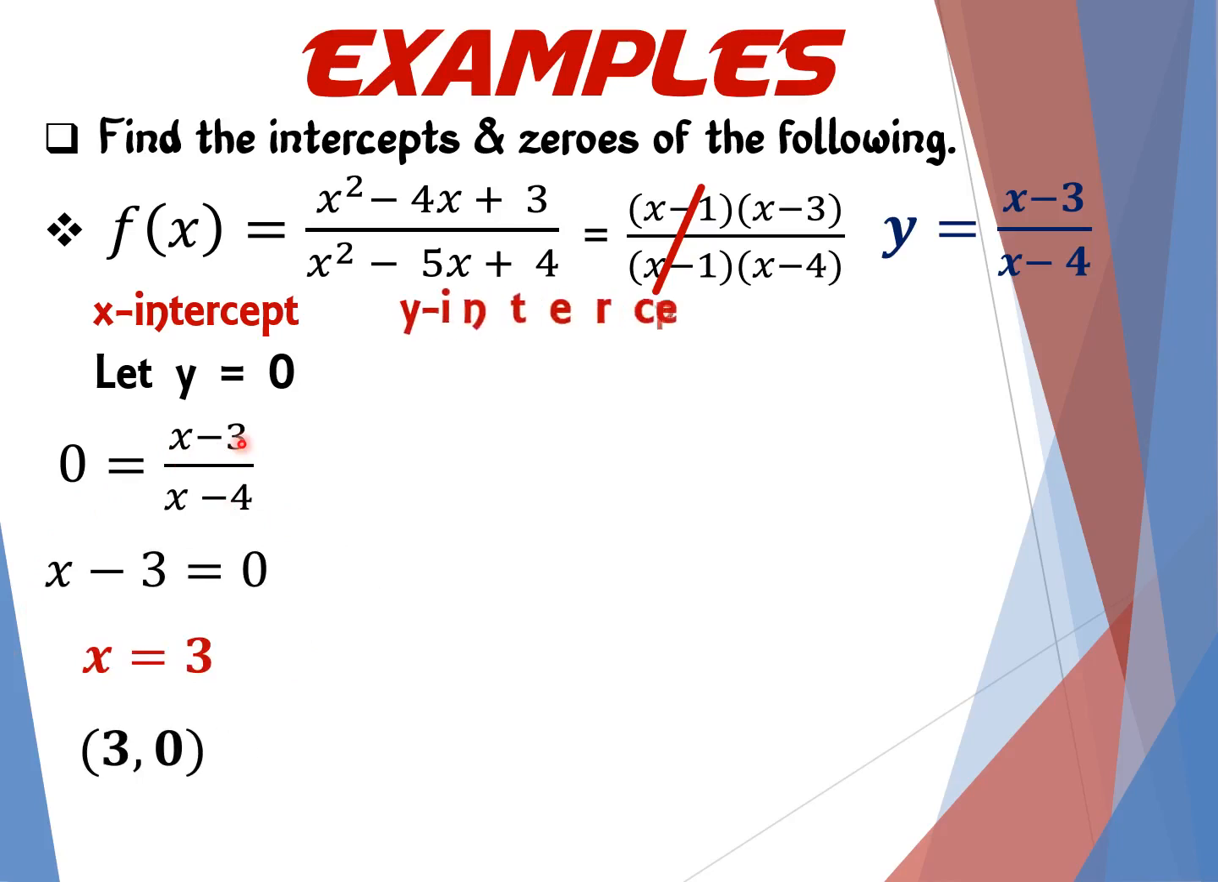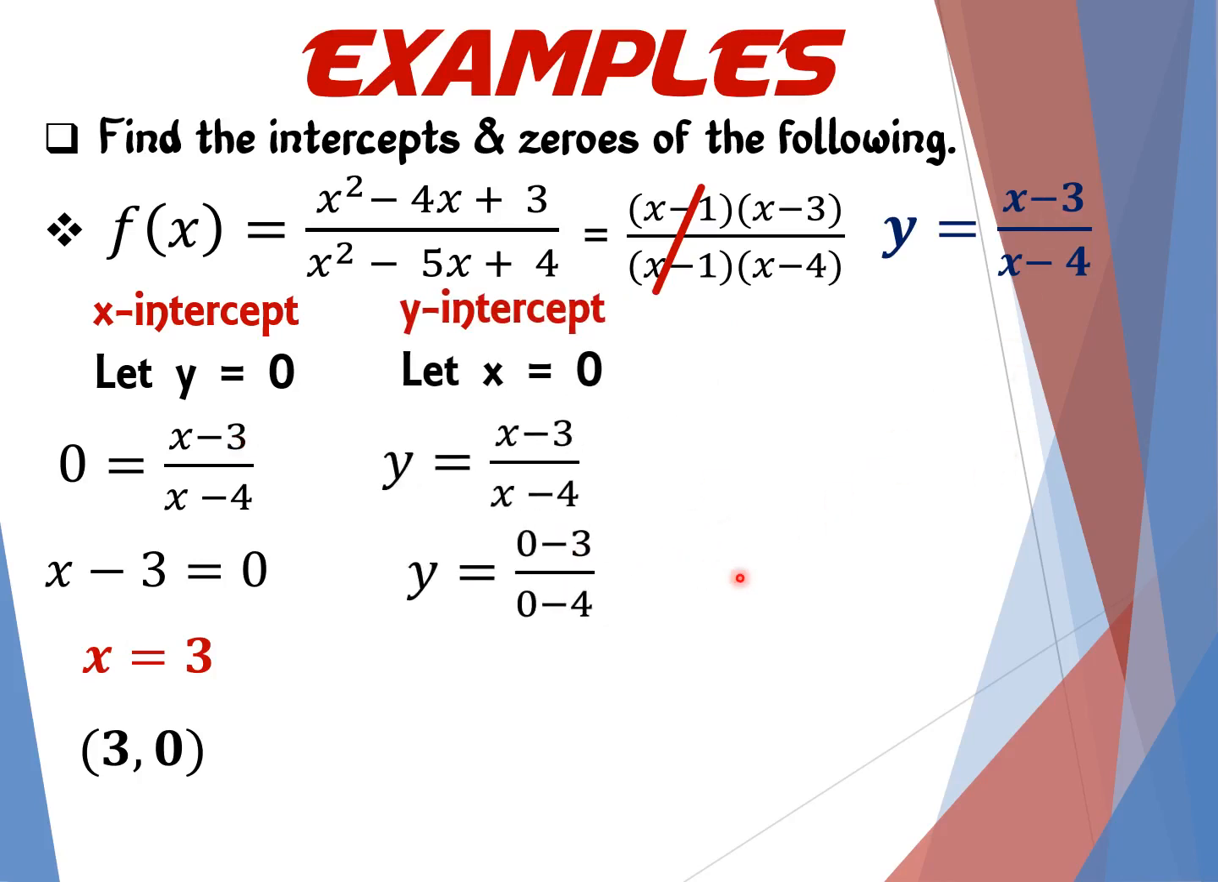Now, for the y-intercept, let x be equal to 0. Again, using the reduced form, we will have 0 minus 3 divided by 0 minus 4, that will give you negative 3 over negative 4, or y is equal to positive 3 over 4. And the coordinates will be 0 and 3 over 4. Why do we have to get the coordinates? Because later on, as we graph the rational function, you have to plot these points. We get the intercept, but you're going to plot the points.